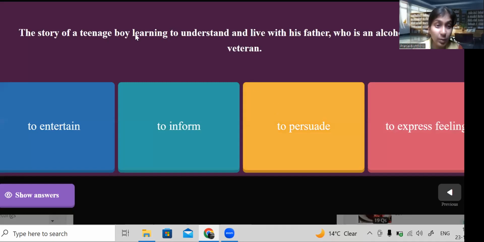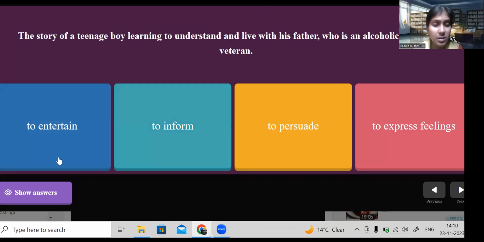So now we have a question here. The story of a teenage boy learning to understand and live with his father, who is an alcoholic Vietnam War veteran. Now, what do you think the author is trying to do here? Is it entertaining us? Is it informing us? Is it persuading us? Or is it expressing feelings? What do you think?